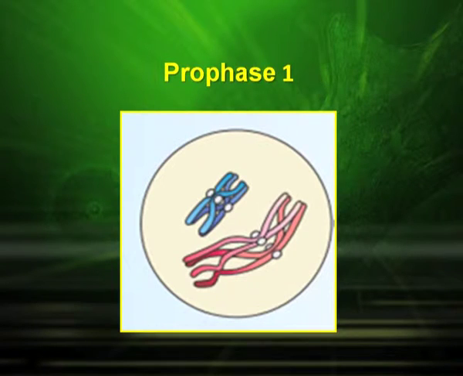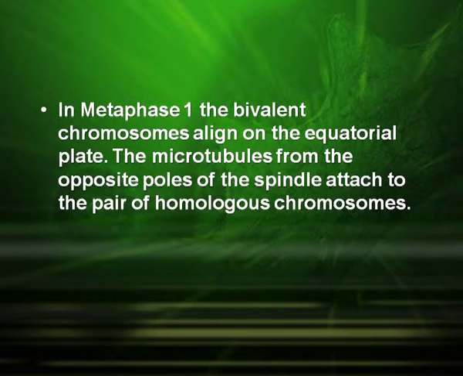Look at the pictorial depiction of prophase I. Notice that these are 2 dyads, meaning there are 4 chromosomes and 2 pairs of chromosomes. In metaphase I, the bivalent chromosomes align on the equatorial plate.